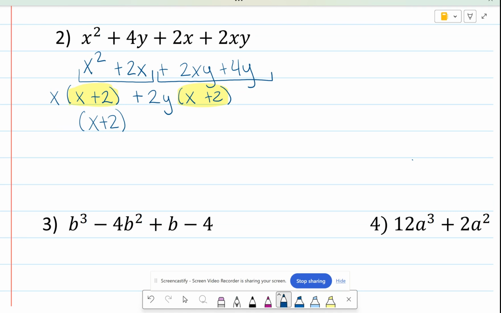Pull out your common binomial, and the other factors that were there go in your second binomial. They won't always be that tricky, but that's why I wanted to have that example in there.